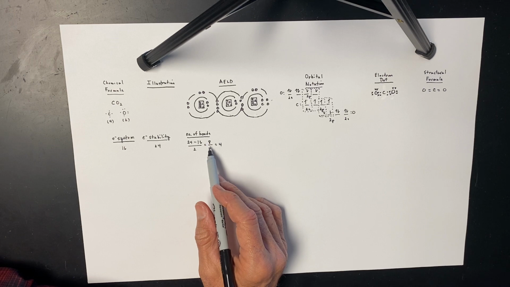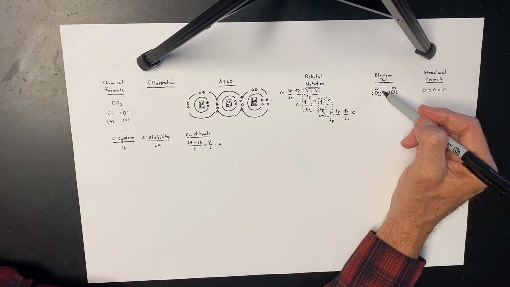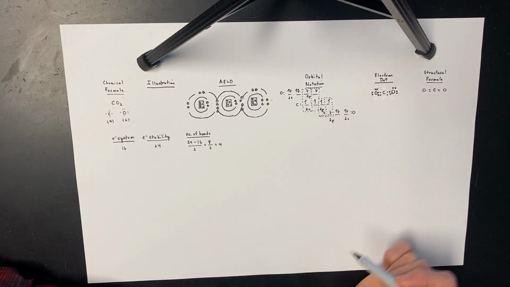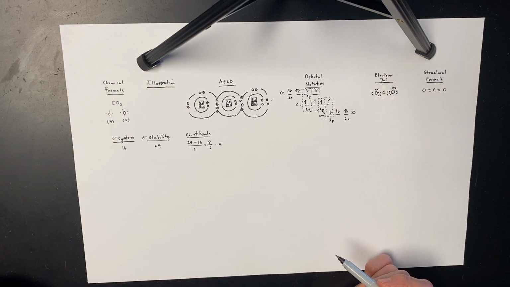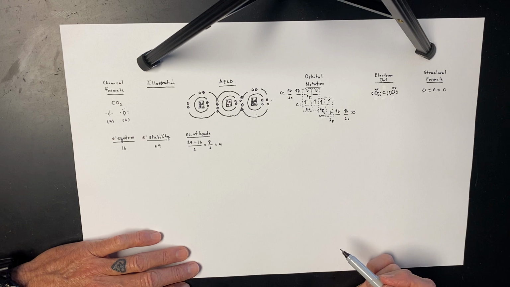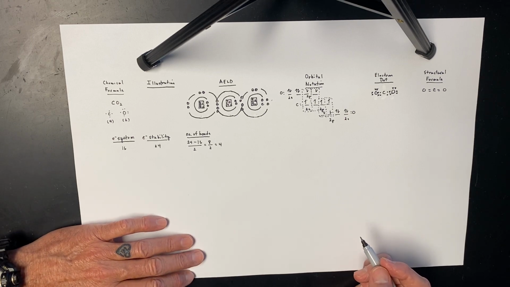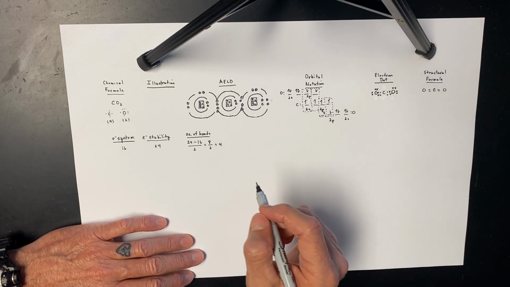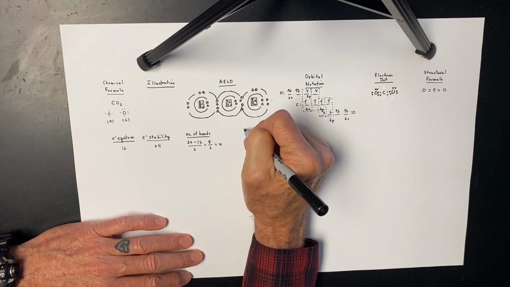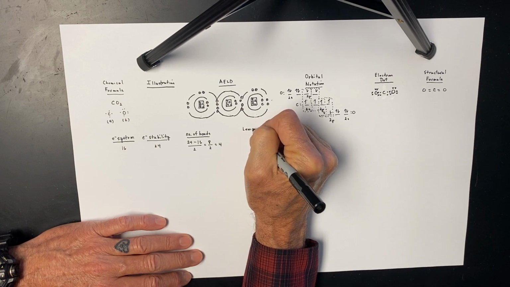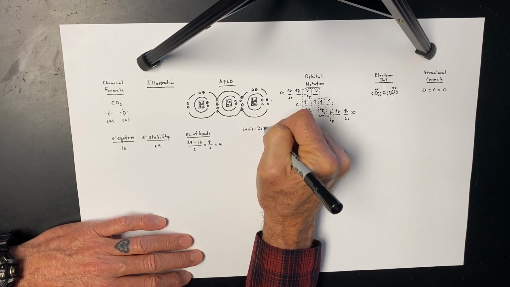The numerator in this quotient, 8, represents the number of electrons involved in bonding, and you can clearly see that we've got 2, 4, 6, 8 electrons involved in bonding. So therefore, we predict that there will be a total number of 4 bonds.